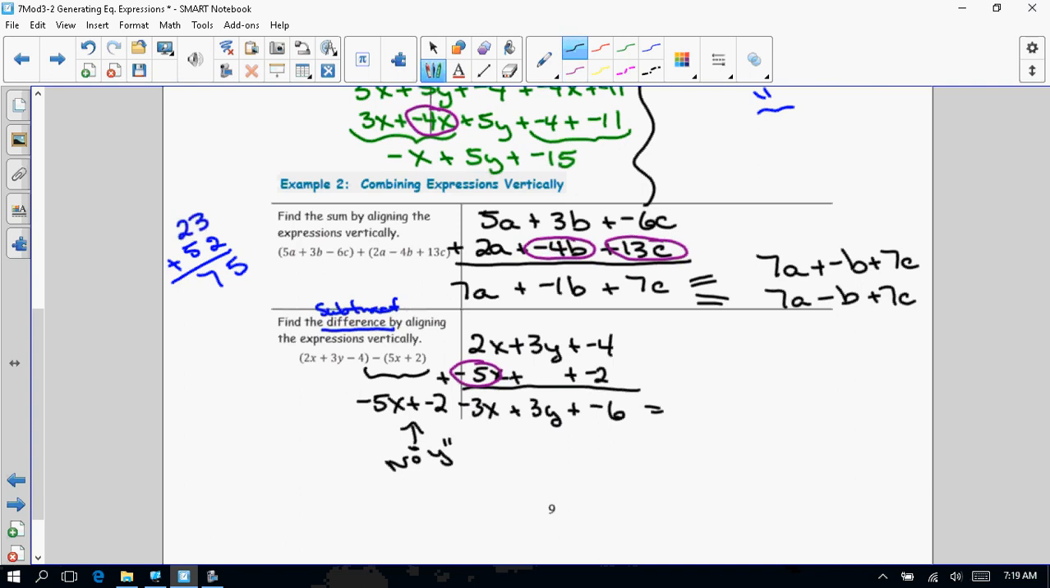So I could rewrite this as negative 3x plus 3y minus 6. Both of those are equivalent as well. I will accept both of those answers. In fact, I kind of like the second one better just because it's a little less work for me. All right, let's go to page 10 then if you're all set.